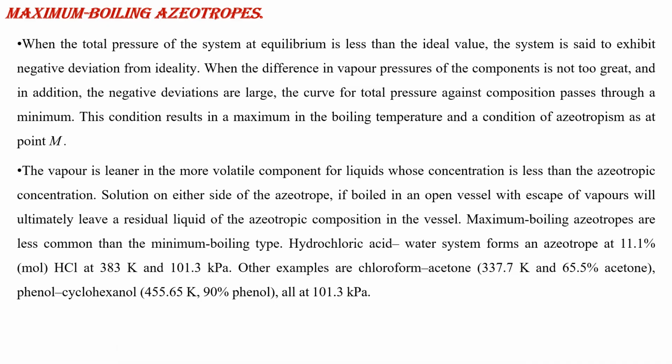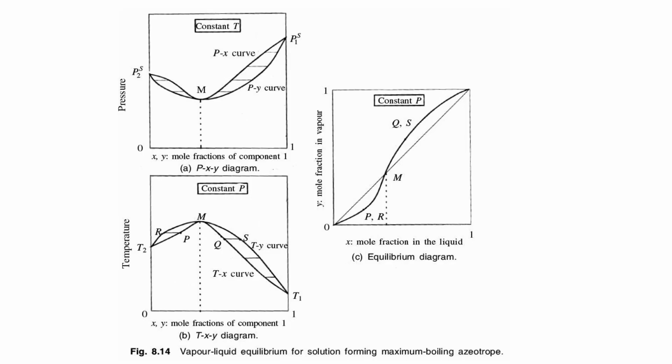Similarly, we will see the maximum boiling azeotrope, which means the solution showing negative deviation from ideality forms the maximum boiling azeotrope. This is also explained with an example. In this graph we see the representation of the Pxy diagram, the Txy diagram and the equilibrium diagram. For both Txy and the equilibrium diagram we keep the pressure constant, and for Pxy we keep the temperature constant.